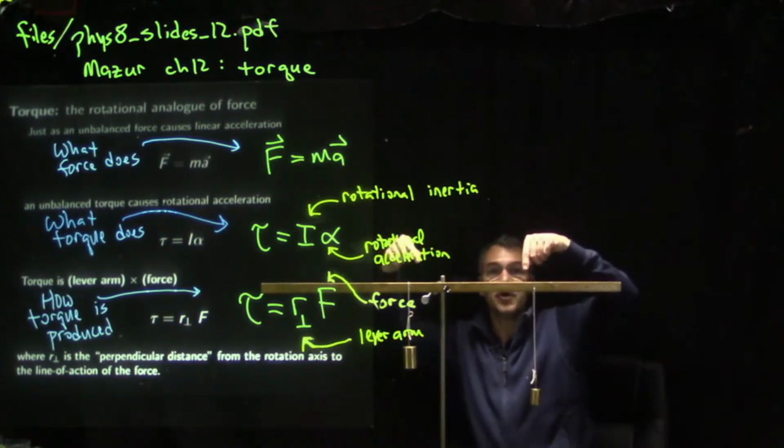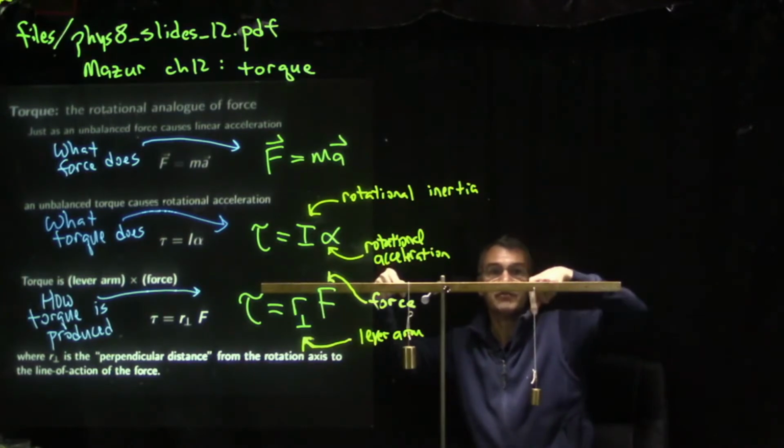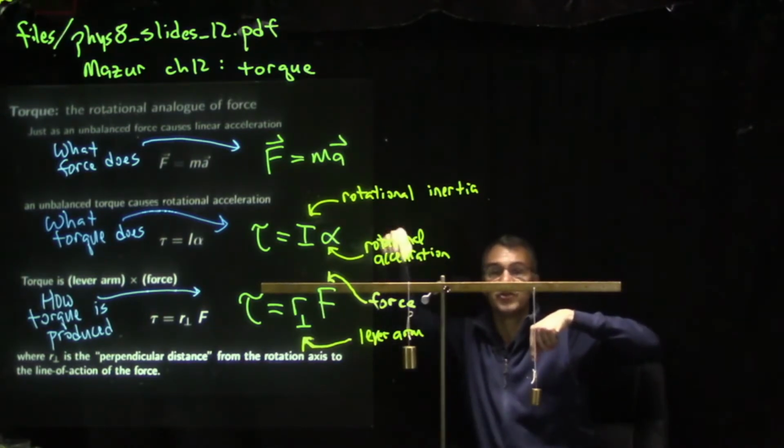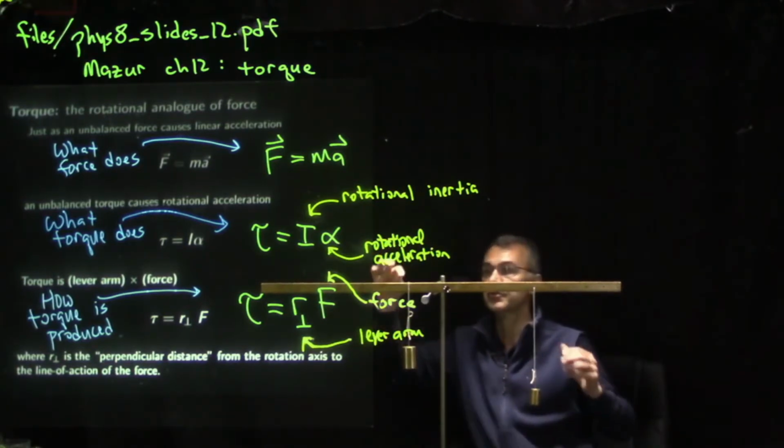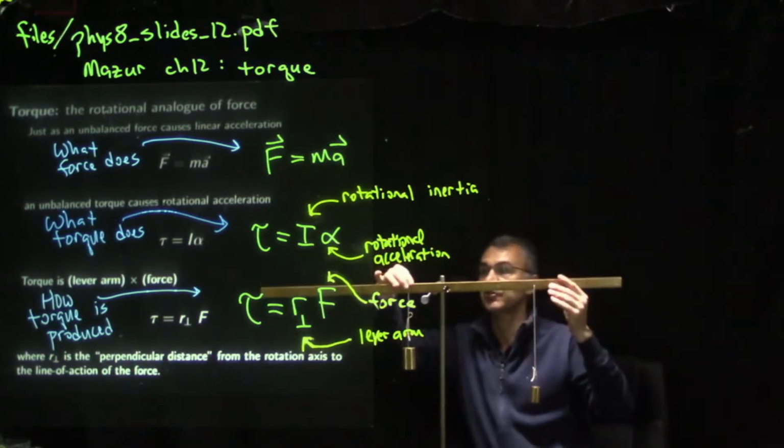And so the product of this force times this lever arm equals the product of this force times this lever arm, and that balances the torques. If I move this out just a little bit, then we'll create rotation this way.